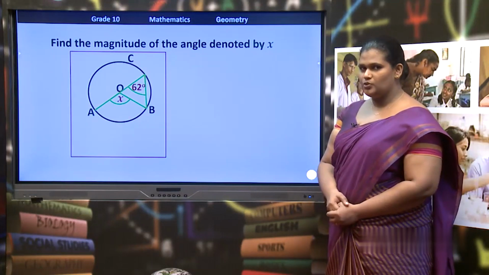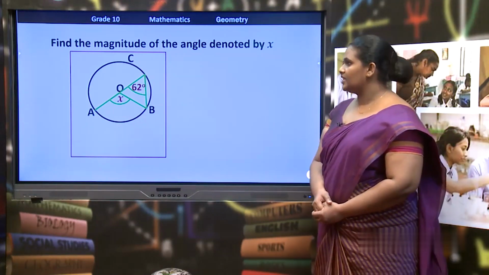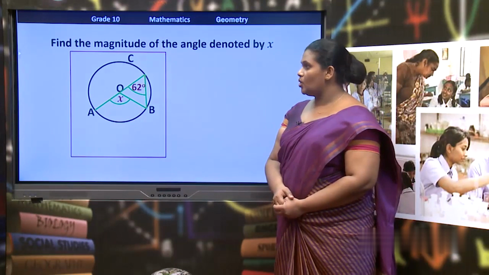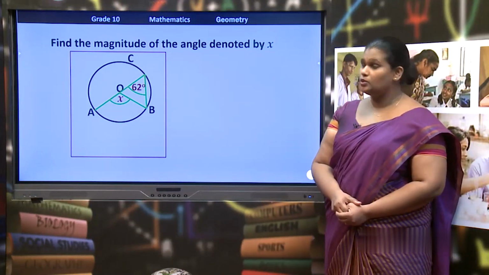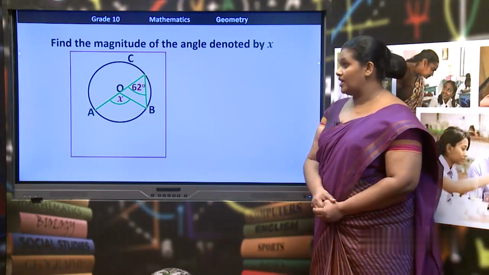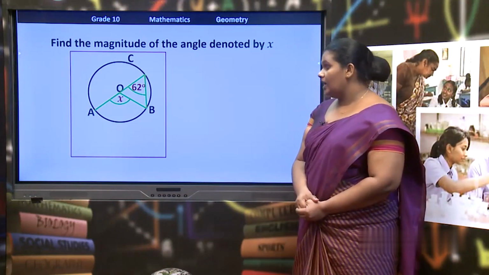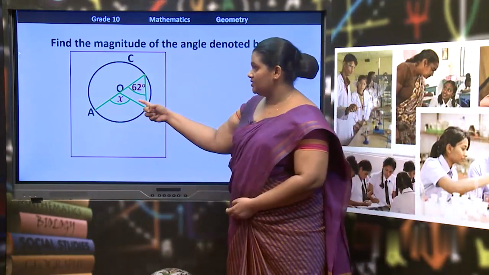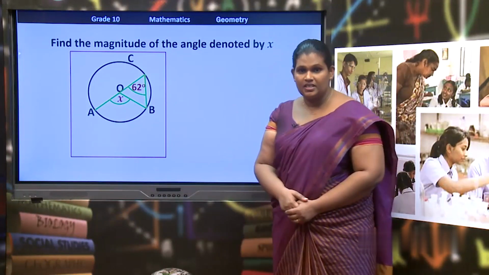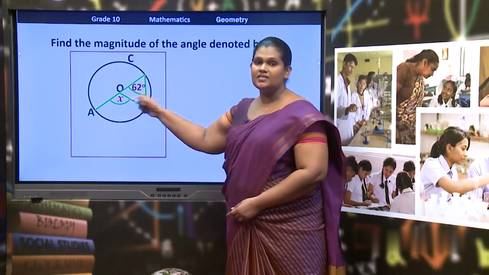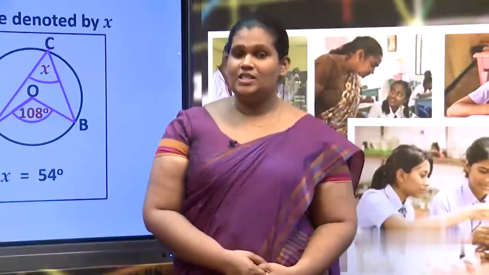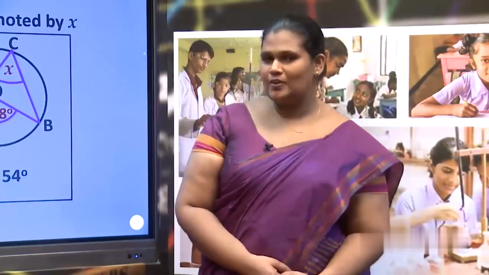Now have a look at this one. Once again, there's a circle with center O and we have marked 3 points on the circumference of the circle. Those are A, B, C. Right. Now we can see x, that is the angle subtended by the minor arc AB at the center of the circle. Now we'll move on to another question.